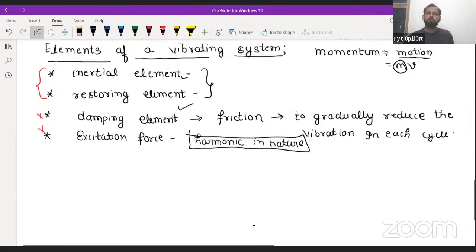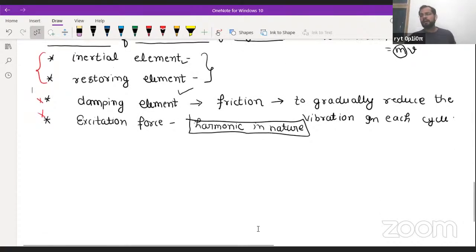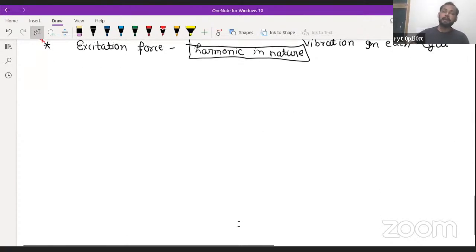Now, this is all about the elements of a vibrating system. Now we will discuss the types of vibration. Up to now, your vibration term is clear, and what the components, the elements inside the vibration system are, is clear. Now we will discuss the types of vibration. Here the terms free or forced will be clear to you.